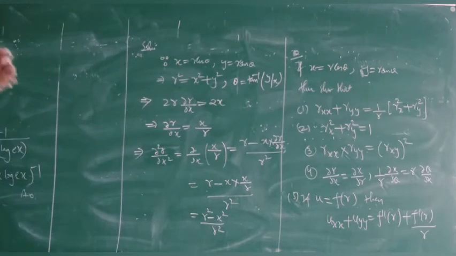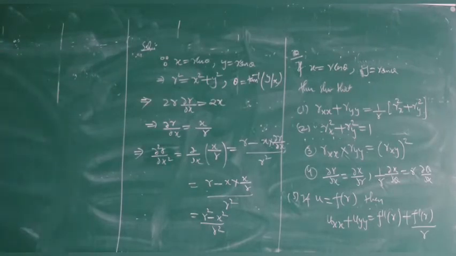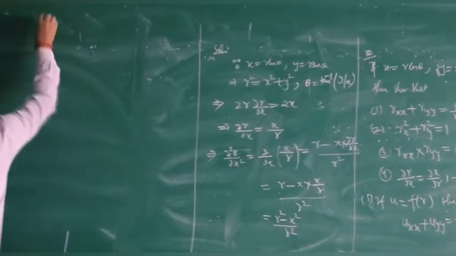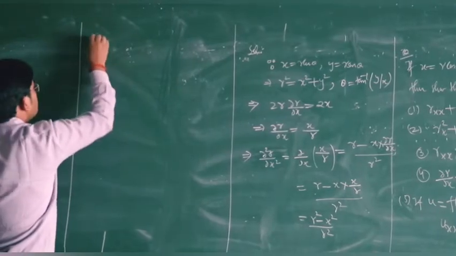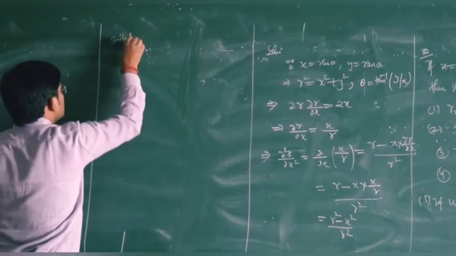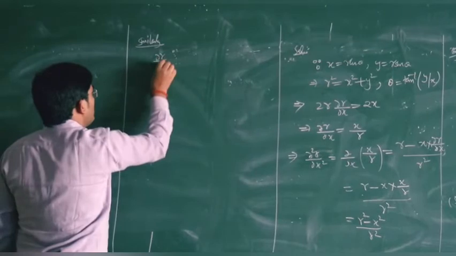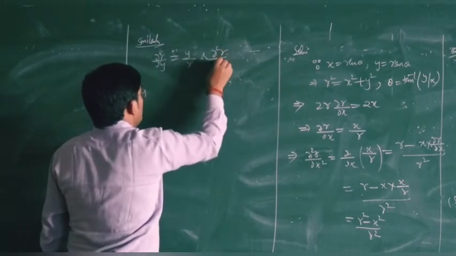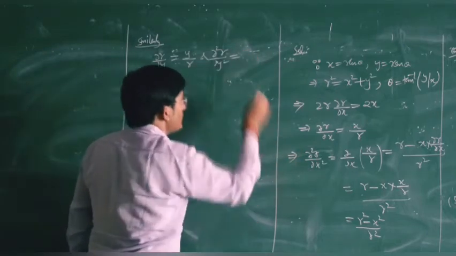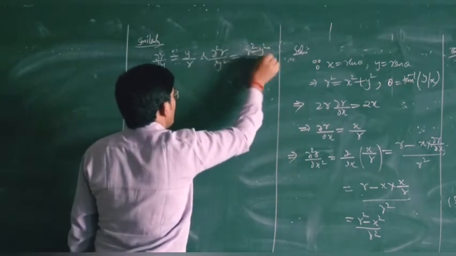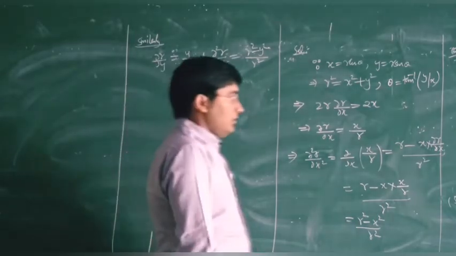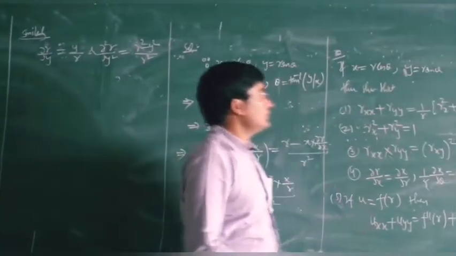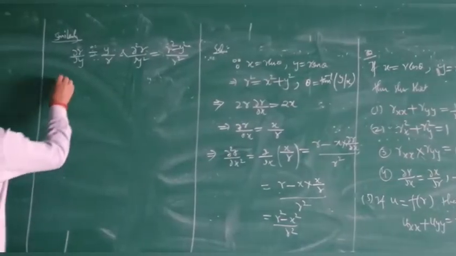Because our x and y are symmetrical, in a similar way we can have the value for y. Similarly, our del r upon del y will be y upon r and del 2 r upon del y2 will be r square minus y square upon r square. Now let us prove the first part.